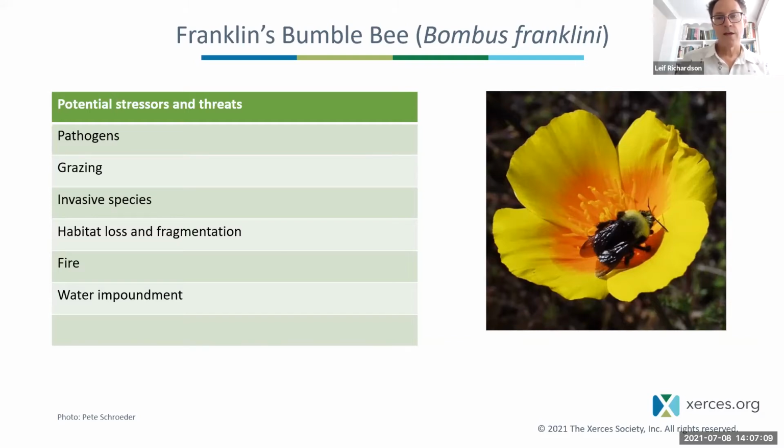Grazing is causing impacts to the land where this species occurs. Invasive plant species are changing some of the habitats and probably crowding out some of the host plants, the forage plants for Bombus franklini. We know we've had some habitat loss and fragmentation. I think that would mostly be concentrated at the lower elevation of the range of this species, since many of the higher elevation sites are protected. Fire is certainly a factor in these landscapes. And then there's at least one example where franklini habitat was impounded, flooded with water for human use.